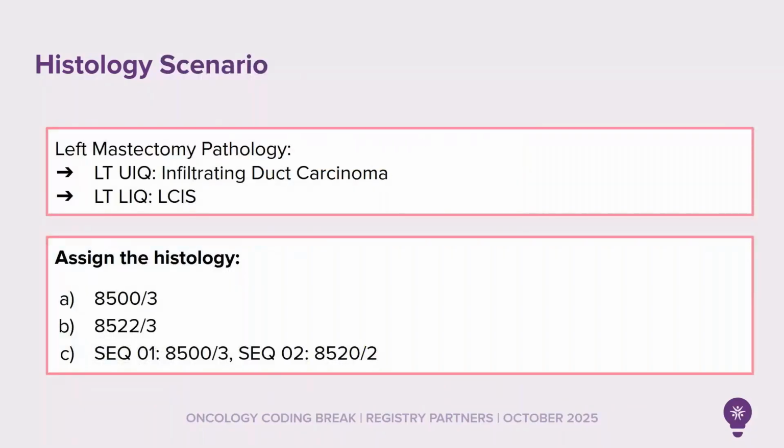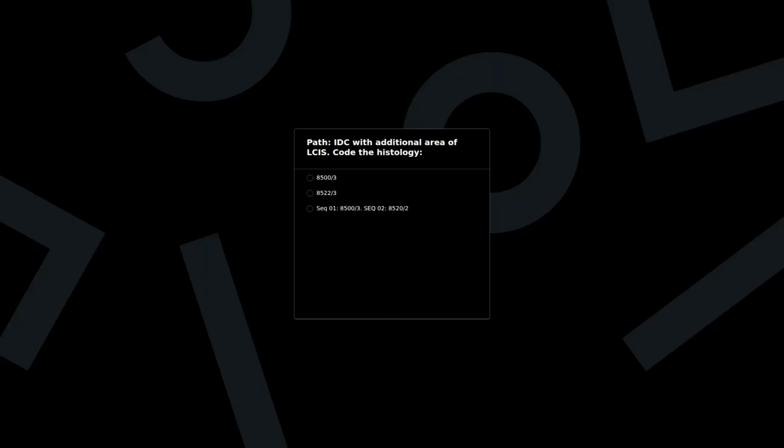Here's a common histology scenario that can be tricky when moving through the breast solid tumor rules. Which histology should be assigned for a breast tumor located in the left inner quadrant with the pathology showing infiltrating duct carcinoma and an additional finding of lobular carcinoma in situ or LCIS? We have A, 8500/3, B, 8522/3, or C, the two primaries with sequence 01 of 8500 and sequence 02 of 8520.